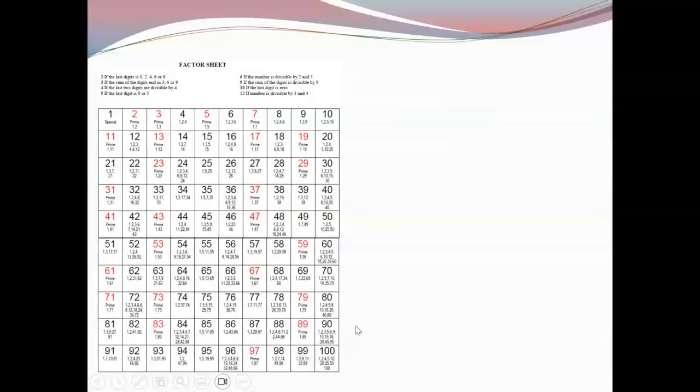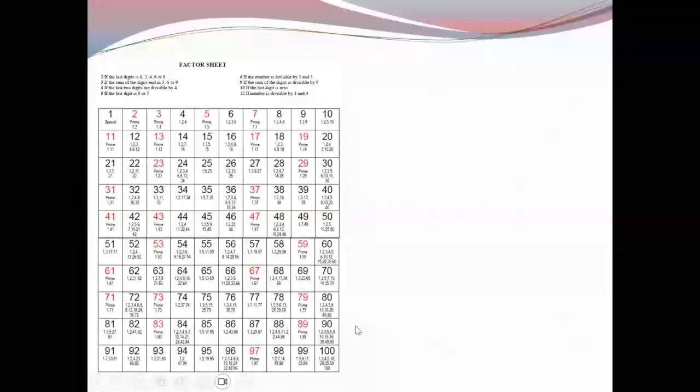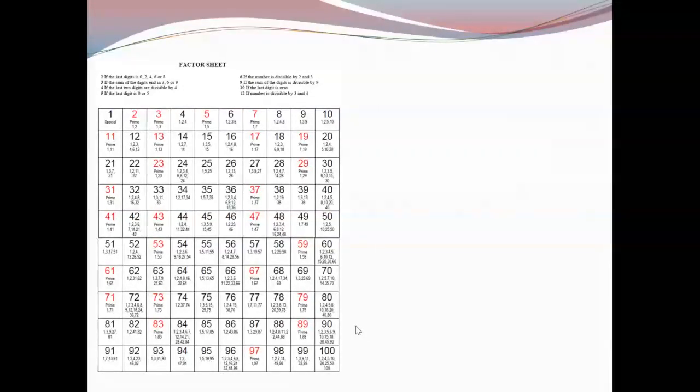Now, here's where I let my students use a factor sheet. And again, this factor sheet is very useful for students that have been out of school for a long time. Because at times students don't know how to do certain stuff because they've been out of school for a while. So this is like a comfort sheet for them. And here's how we use it.